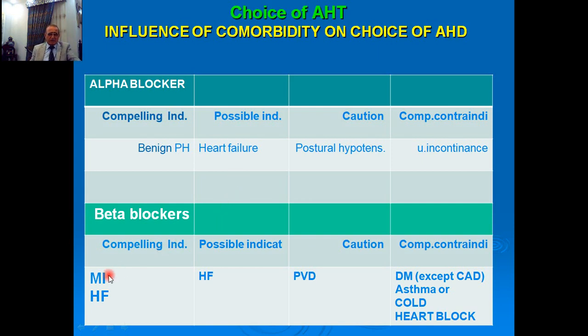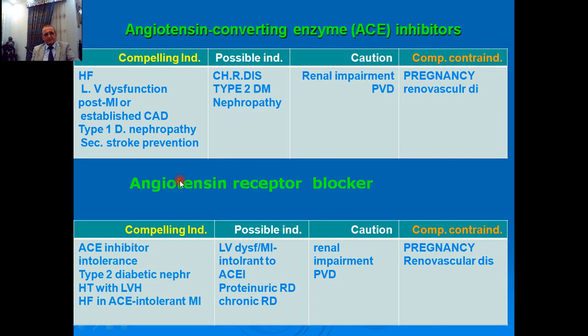Regarding beta blockers, myocardial infarction is compelling. Heart failure, not stage 1 or 2, because in congestive heart failure it's actually contraindicated. Possible indication, heart failure. Peripheral vascular disease, it's not. And there is almost contraindication, it's not just cautious, in diabetes mellitus, asthma, chronic obstructive lung disease, and heart block.